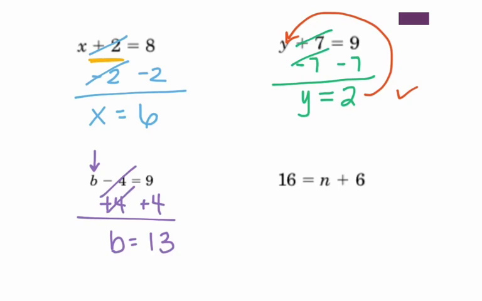And then last one over here, we are adding 6, so the inverse would be to subtract 6 from both sides. Got to keep that equation balanced. So I have n alone. 16 minus 6 is 10.